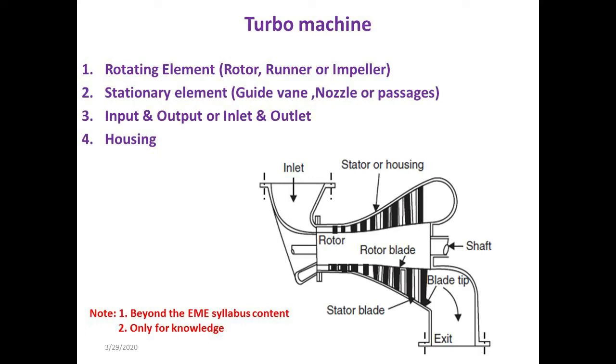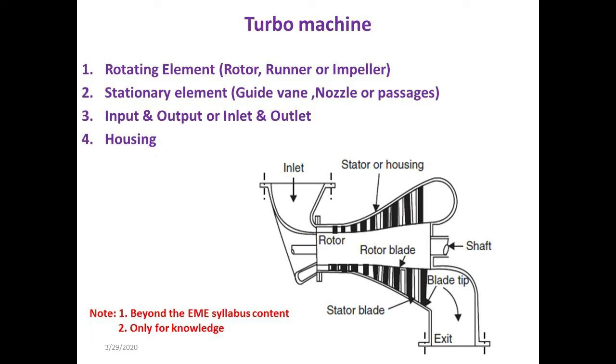The second part of the turbo machine is the stationary element. It is either a guide vane, which guides the fluid towards the rotating element, or it is a nozzle or any passage. The third one is the input or output, that is, the inlet and outlet ports.